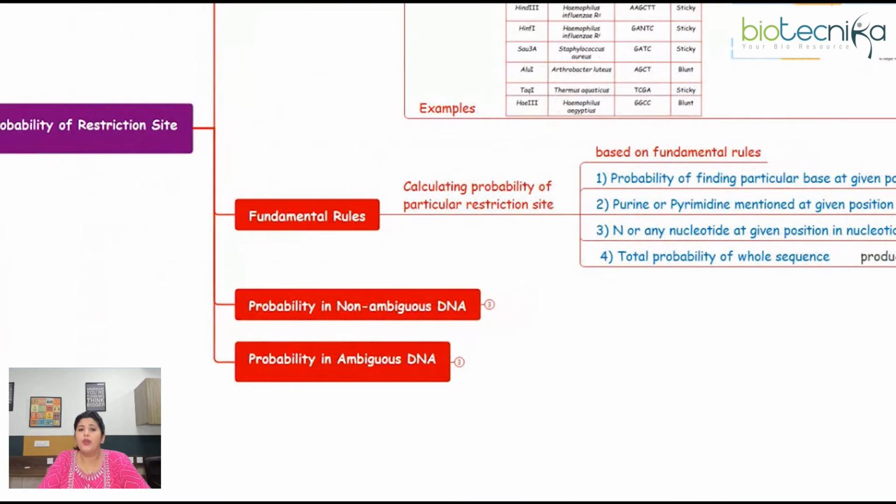Now, let's say in the exam, they'll give you some ambiguous or non-ambiguous sequence. In that case, how will you determine the probability? I have told you some basic fundamental rules, right? But now let's understand how you will apply these rules in finding the probability of a particular base in a non-ambiguous or ambiguous sequence.